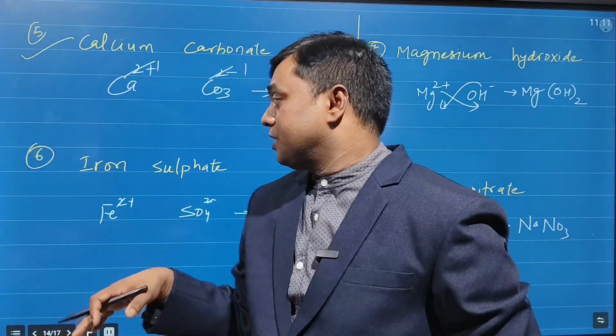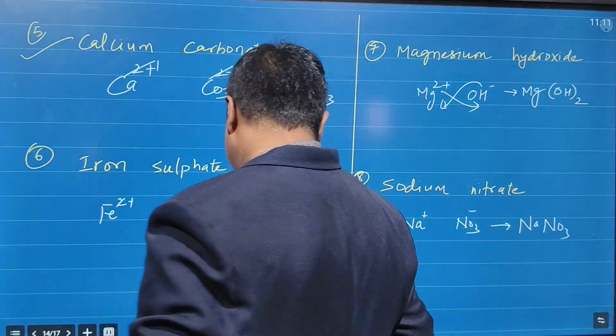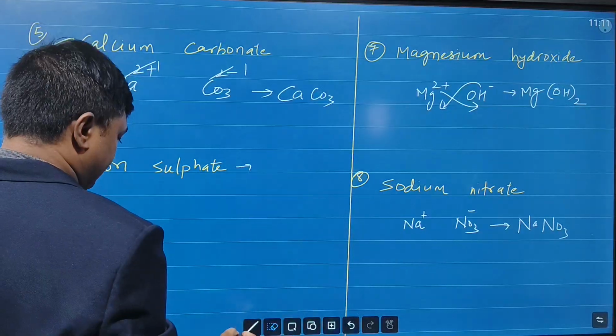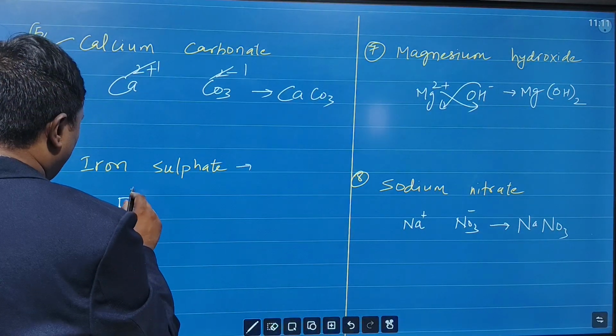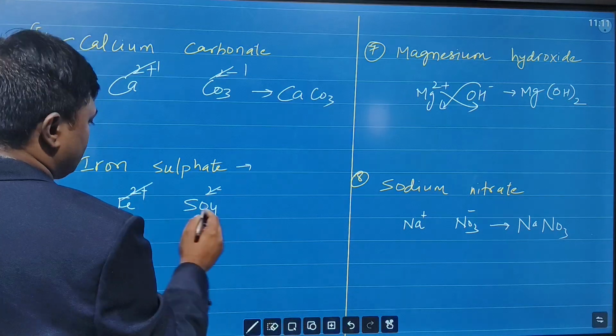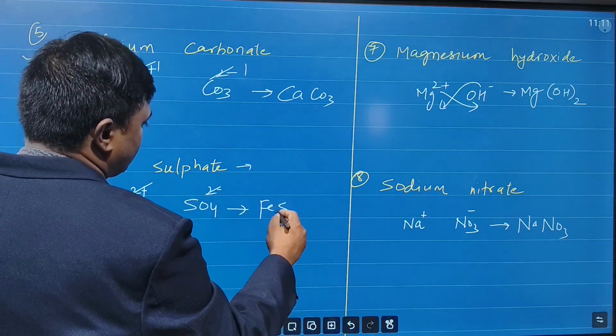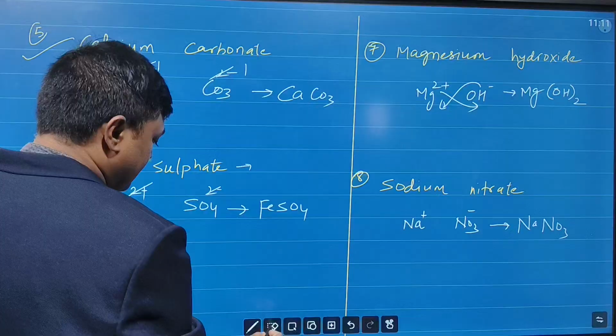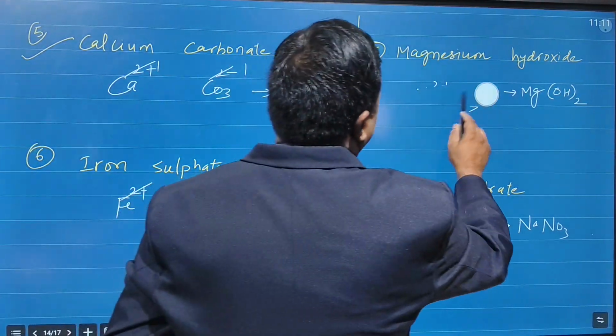Next, iron sulfate. Iron is what? Fe2+, sulfate SO4 2-. Again 2 plus, 2 minus get cancelled, so we get FeSO4. Is it clear? Next we talk about magnesium hydroxide.